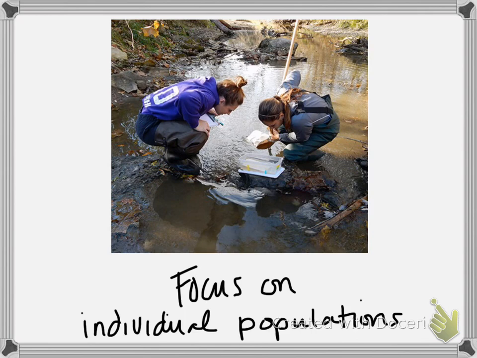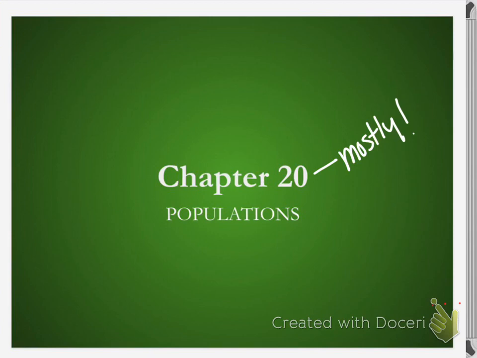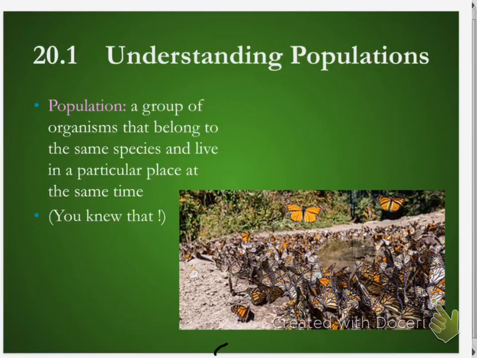Biologists very often focus on individual populations in a larger biological community to see how they're changing. So, the material that we're going to start doing is mostly out of Chapter 20 in your Holt Biology textbook, and it's technically called the Ecology of Populations. So the first thing we have to do, which we just did, is remind you what a population is. Organisms in the same species living in the particular same place at the particular same time.